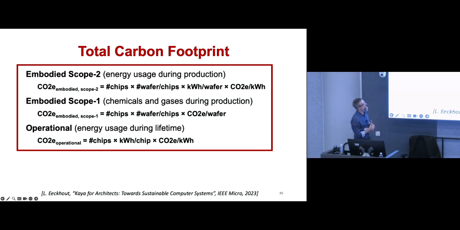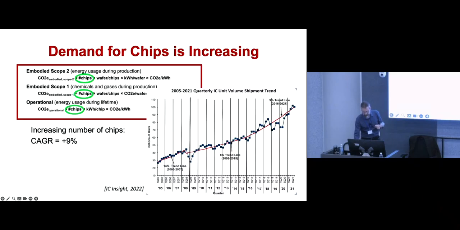And then on the operational side, we have the total number of chips times the total energy that this chip is going to consume over its entire lifetime as a result of product use, times the carbon intensity at the product use side of the device. So we have these different terms. How do they scale over time? Let's take a look at the different terms that we have here.